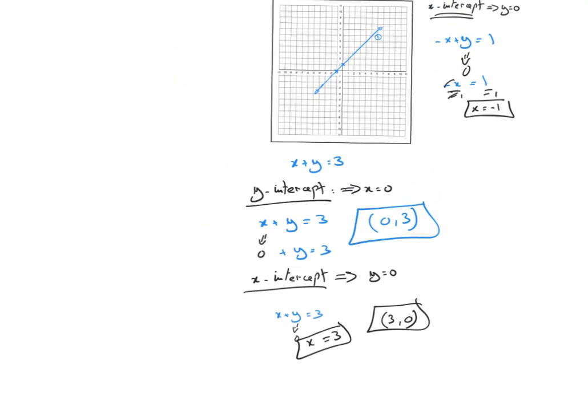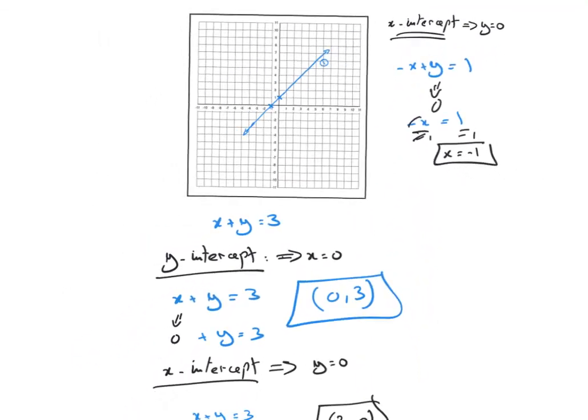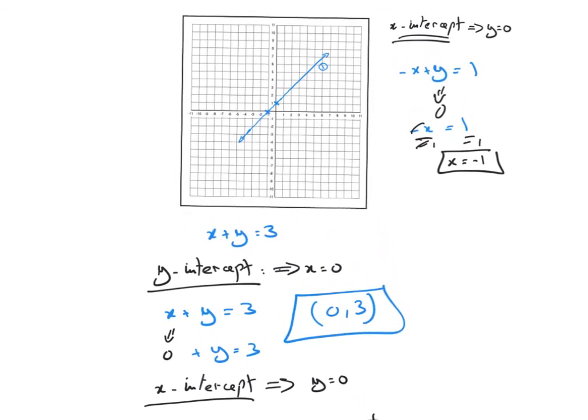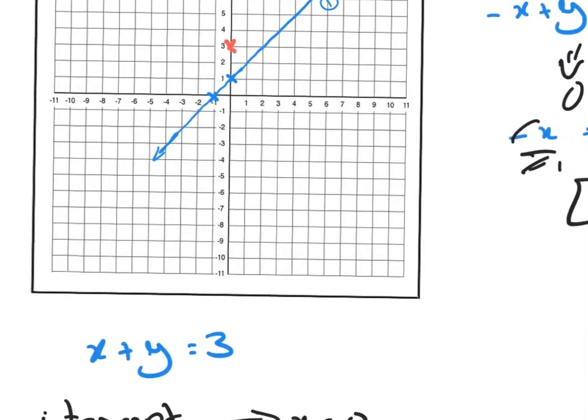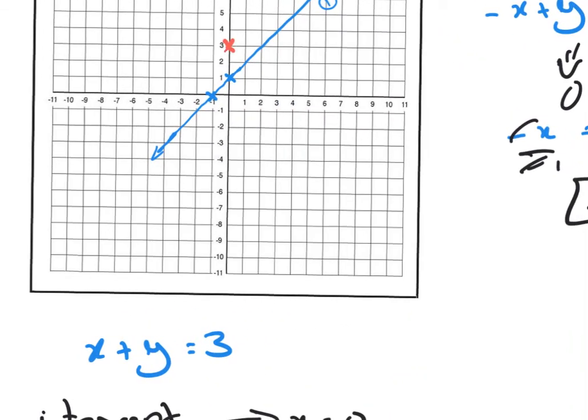So let's use those points here. Let me pick another color, red. So we have 0 and 3, which is the y-intercept of this equation, that's my first point. And my x-intercept will be 3 and 0, which is this one right here. And I will connect both points here.